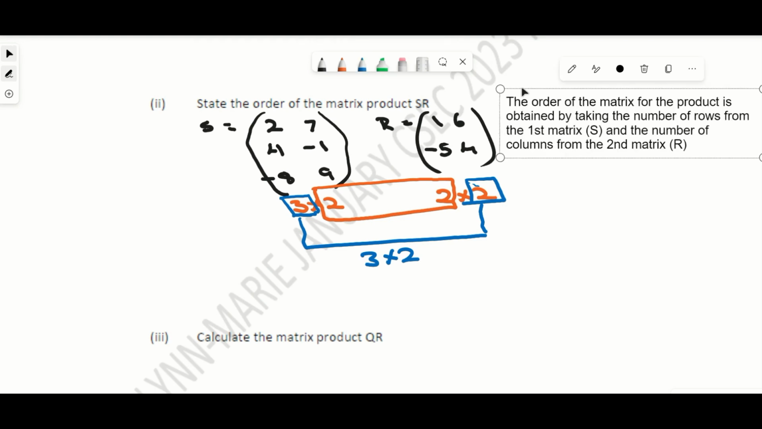Okay, so this is a little note. The order of the matrix for the product is obtained by taking the number of rows from the first matrix, which is S, and the number of columns from the second matrix, which is R. It's row multiplied by column, so it's a 3 by 2. And that would be your order for the product of S by R.